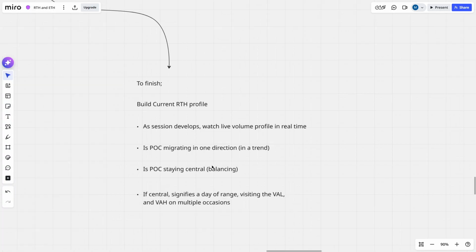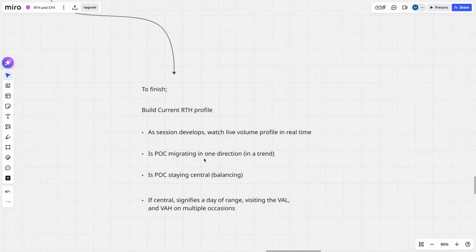So moving on to the POC, is the POC actually migrating in one direction, or is it staying central? If it's migrating in one direction, that infers that it is a trending move and that price will continue higher. On the other hand, if the POC is staying central, we can say that the price is balancing, and that's when you will see the typical rejections to the extremes. Once again, the extremes being the value area low and the value area high.